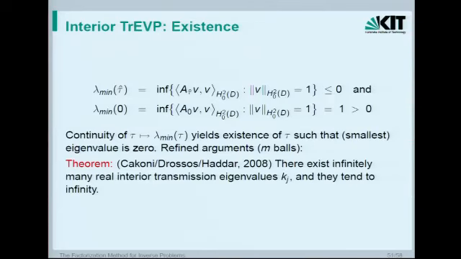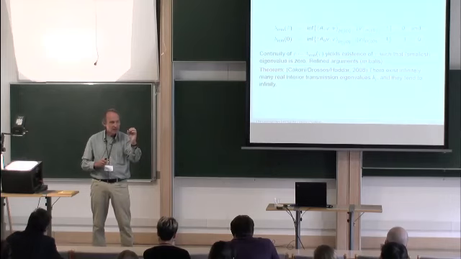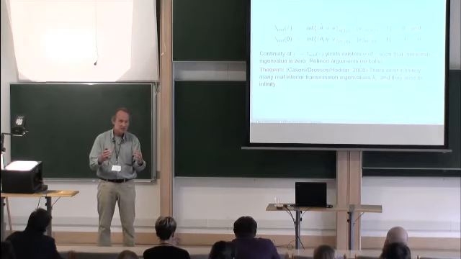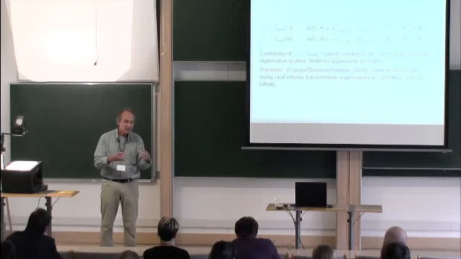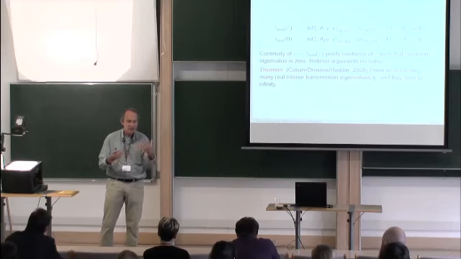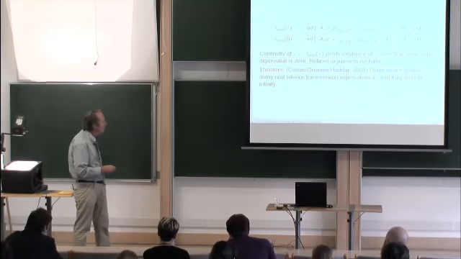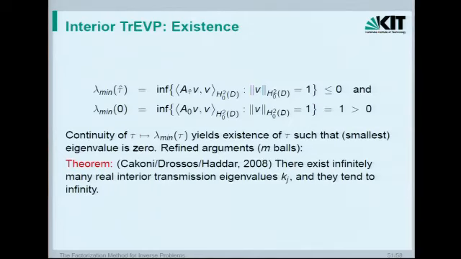Then you can show that, take an eigenfunction and extend each of them by 0 outside of that ball. That gives you a family of m functions, and they are linearly independent. Then you have an m-dimensional space, and you can do the same kind of arguments here and get that you have infinitely many real eigenvalues, and they can also tend to infinity. So that was the result by Gendidis, Ciacconi, and Haddad.